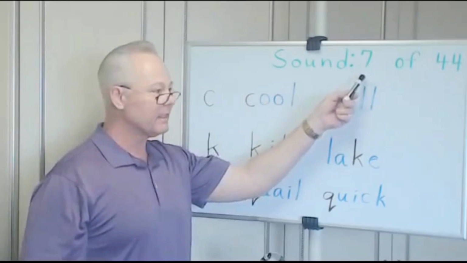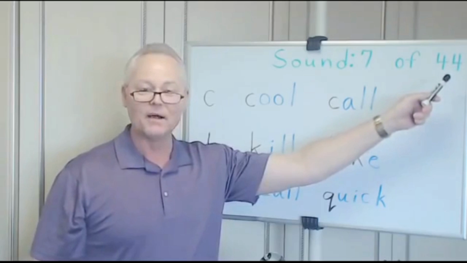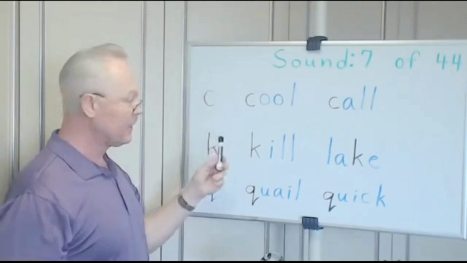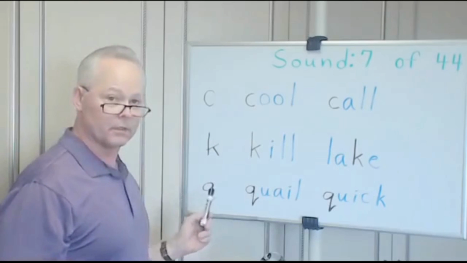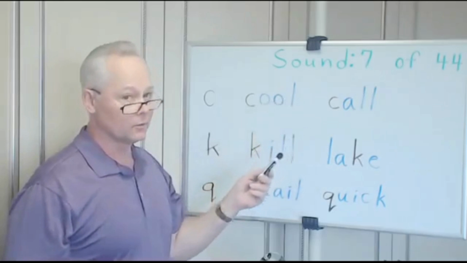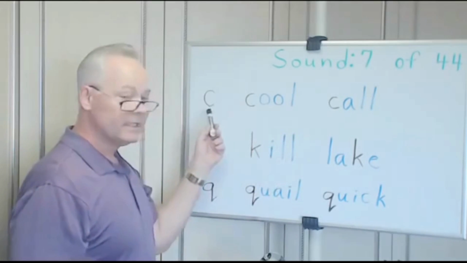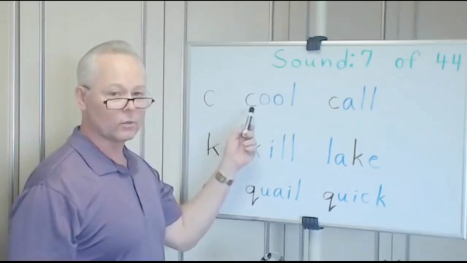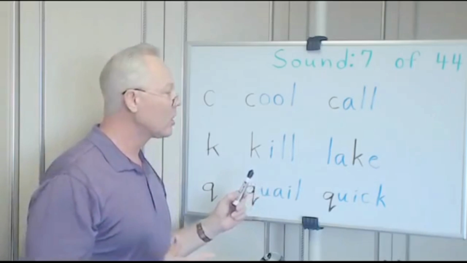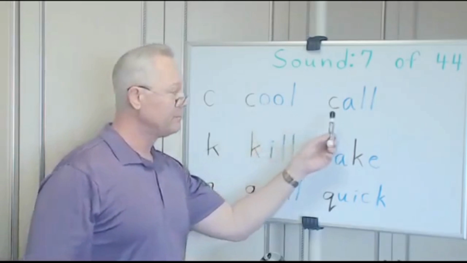Sound number 7 of the 44 sounds that make up American English. What sound do you think we have here? These 3 letters make the same sound in certain words. In these examples, we have C, the word cool. So the sound is k, k, k. Call. Cool, call.